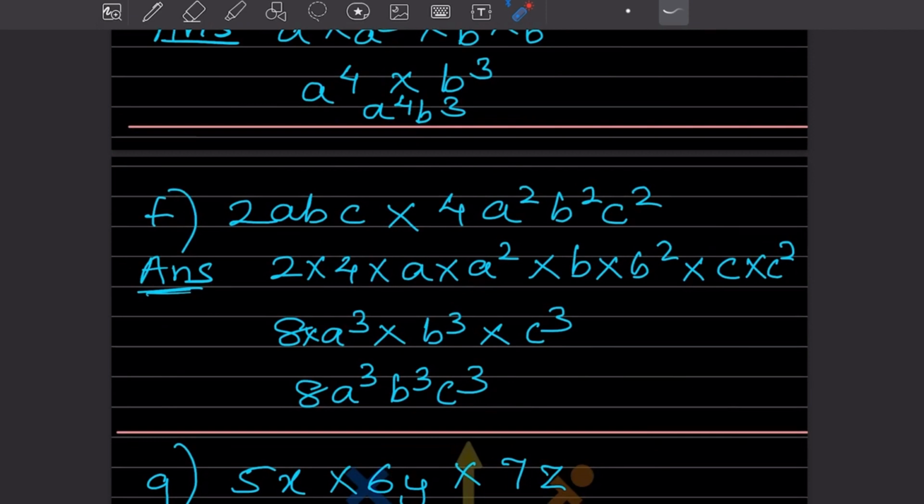The next one, now look at this problem. So first what we are going to do, these are the variables, isn't it? And along with the variable, whatever there is the number, as I told you in the previous video, that is called the coefficient. So coefficient for this one and for this one. So what are we going to do? First we will take the coefficient together, that is 2 into 4. Then a into a square, then b into b square, and c into c square.